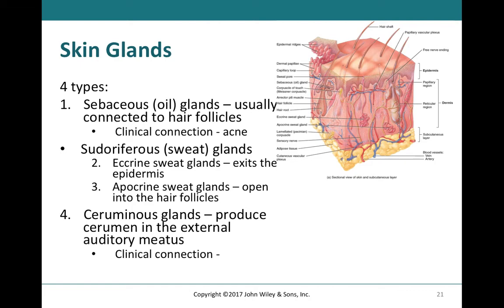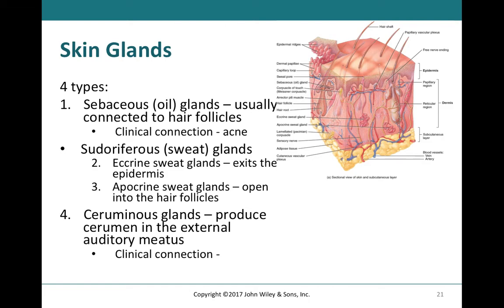Finally, the ceruminous glands, these produce what we call cerumen, which is a waxy substance, and you will find this in the external auditory meatus. And so that is going to be your earwax.